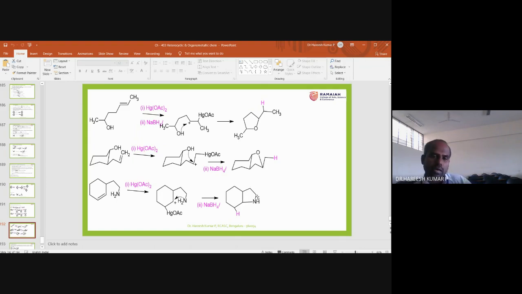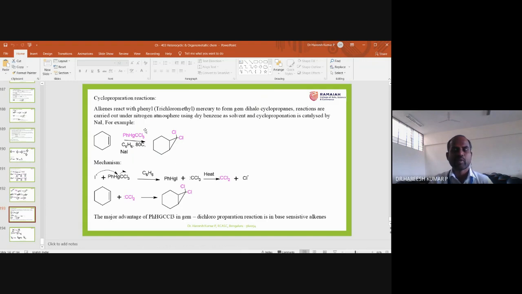So this is about mercuration and demercuration. Mercuration means using HgOAc twice. Demercuration means using sodium borohydride. So with this, I will go to the next slide. In the next slide, I am talking about cyclopropanation. What is cyclopropanation? A cyclopropane ring is formed. How is it formed? By using phenyl trichloromethyl mercury. So this is the reagent.